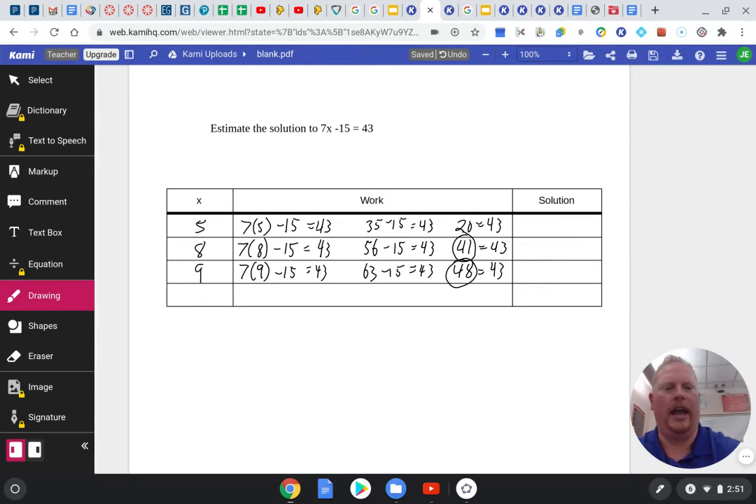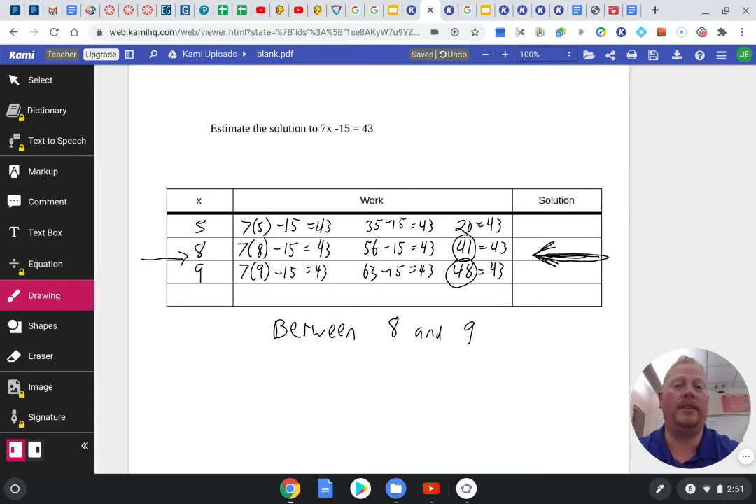So that tells me that my answer has to be in between 41 and 48 in order to be 43. So the answer is in between 8 and 9. So my answer is probably going to be a decimal if I were working this out the precise way. But I just used a table to kind of estimate where it's going to be. I don't know what it is exactly, but I do have a good ballpark now.